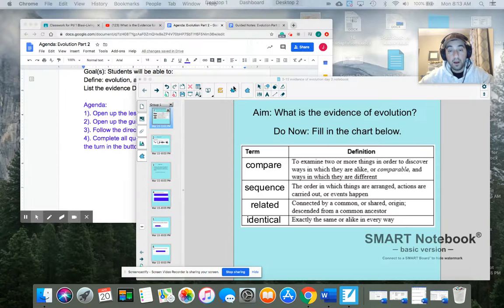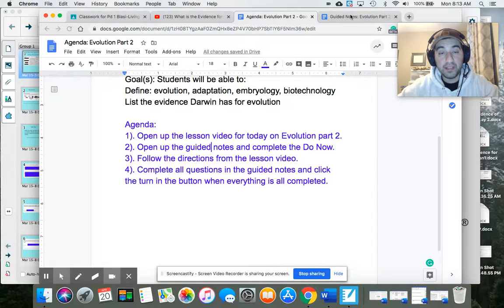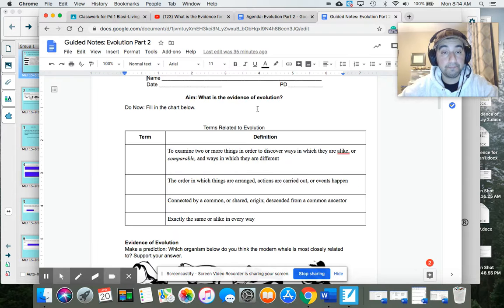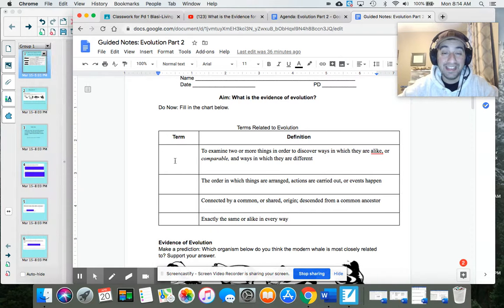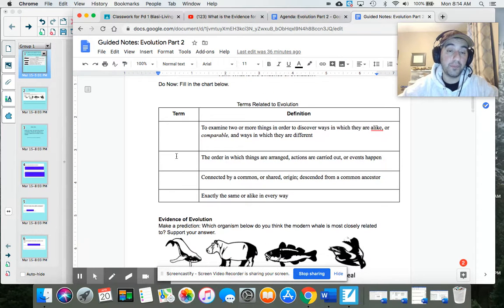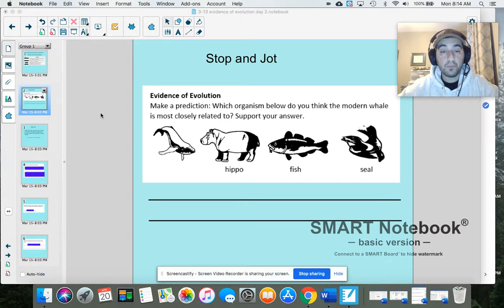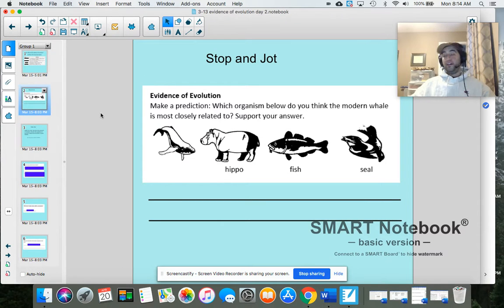So you might want to press pause. Take this opportunity to open up your guided notes, and you could fill in your do now for today. You're going to fill in the terms in the chart over here. Press pause and take that opportunity to complete that now. After you complete your do now, we're going to quickly do our stop and jot.